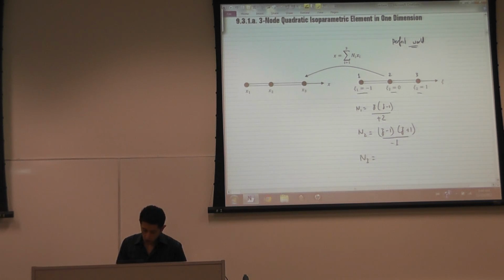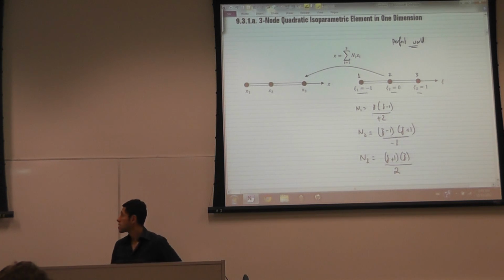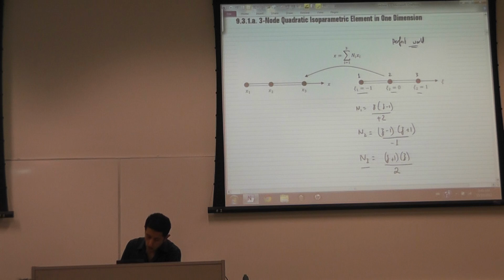N3 will be equal to xi plus 1 multiplied by xi, divided by 2. What happens when xi is 1? When xi is 1, I get 2 multiplied by 1 divided by 2. So at xi equal to 1, N3 is 1. At xi equal to 0, N3 is 0. At xi equal to -1, N3 is 0. So you get, this is N1. This is N2. And this is N3.